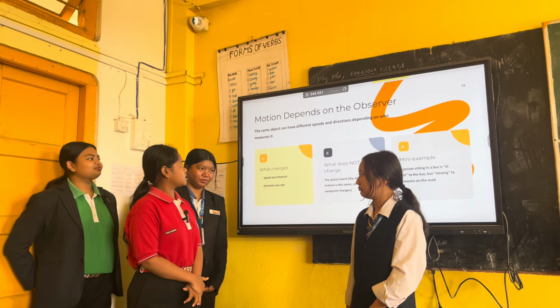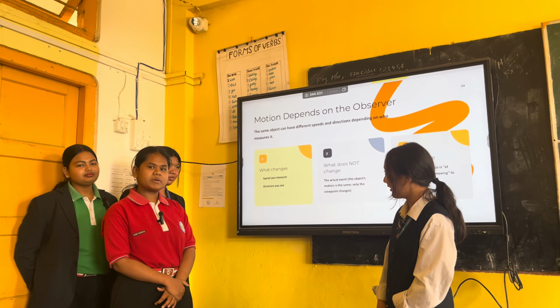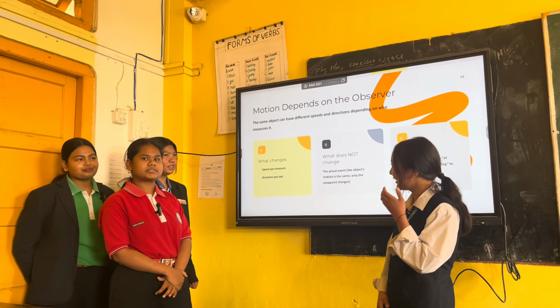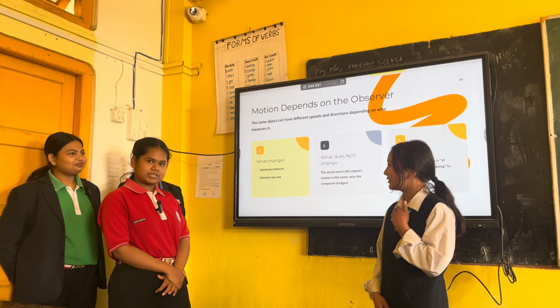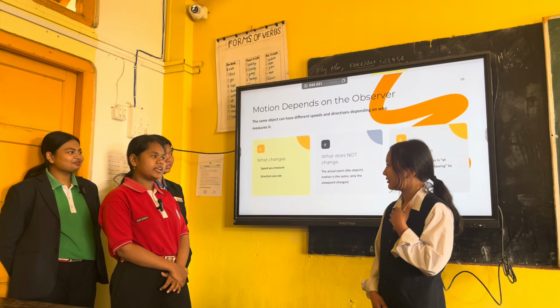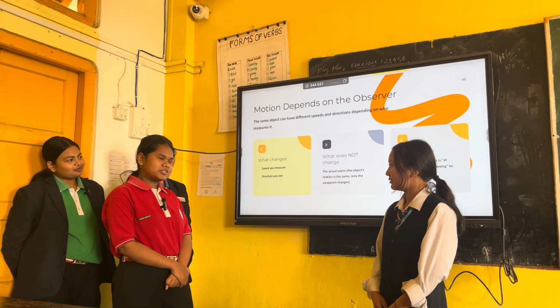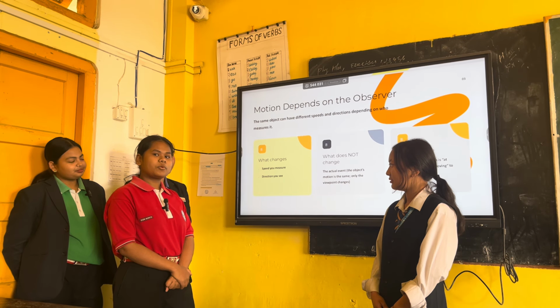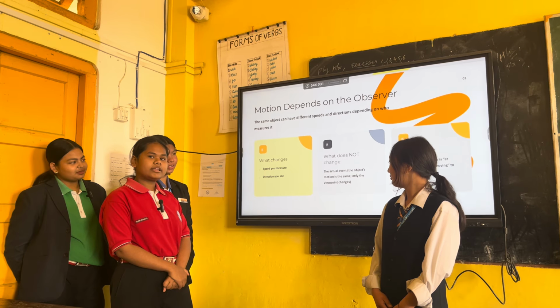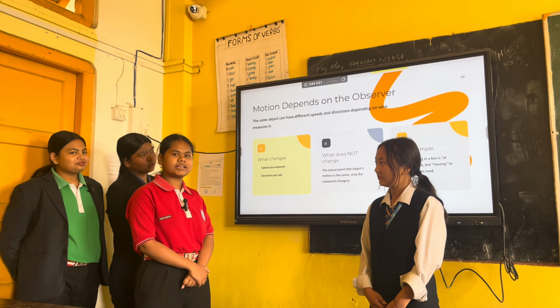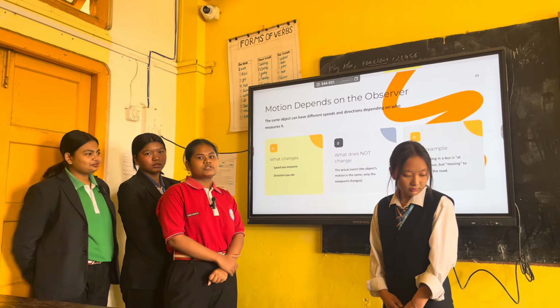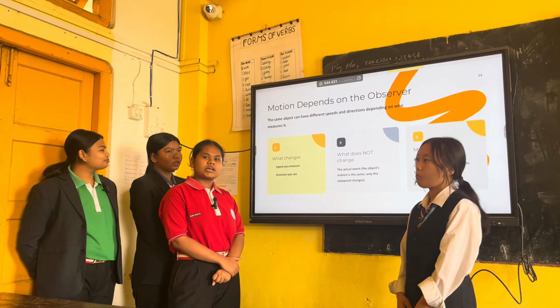Motion depends on the observer. The same object can have different speed and direction depending on who measures it. What changes? The speed you measure, the distance you see. What does not change? The actual event. The motion of the object is the same. Only the viewpoint changes. A mini example: a person sitting in a bus is at rest relative to the bus but moving relative to someone else.